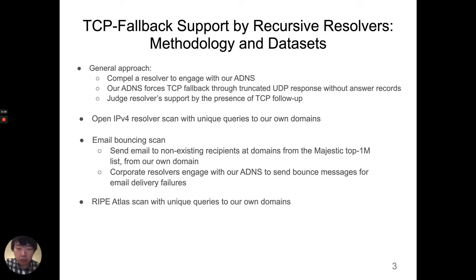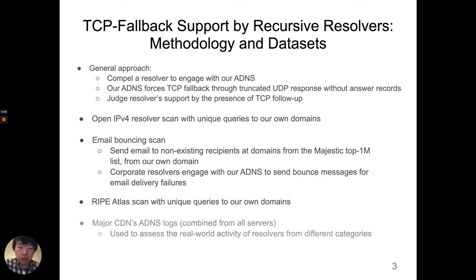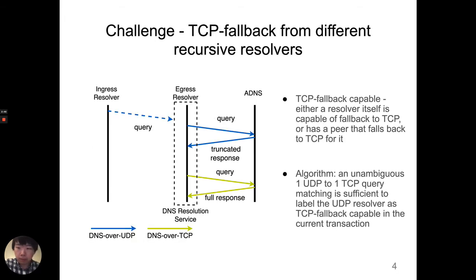The third dataset, we use the famous RIPE Atlas platform. So we let the RIPE Atlas probe send unique queries to our own domains through their resolvers. And the last dataset, we have the ADNS logs from a major CDN. These logs are highly aggregated, so we only use these logs to assess the real-world activity of the resolvers from different categories.